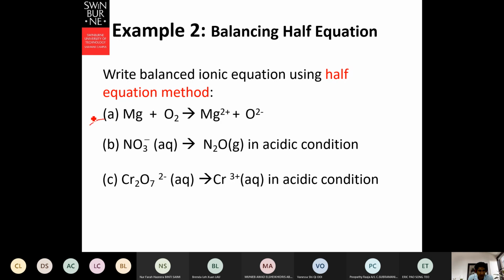So the simple one: magnesium and oxygen, how it is happening. The nitrate ion, when it forms dinitrogen oxide, and the chromate ion, when it forms the chromium ion in acidic condition. Why do we have to mention this acidic condition? It is important. If I forget to mention it, please remind me.